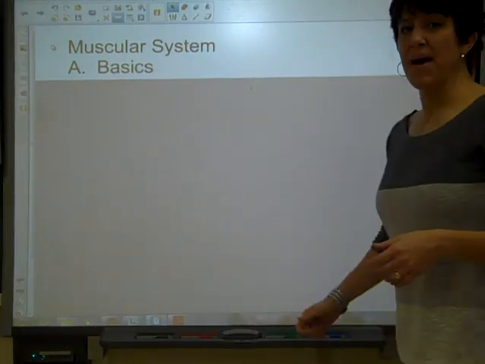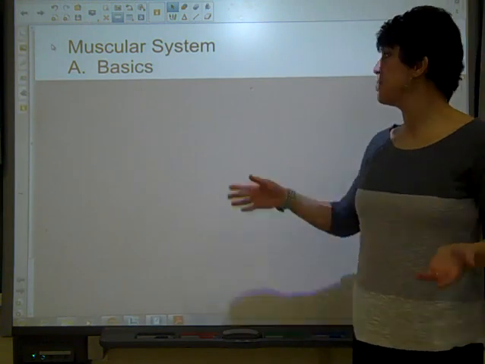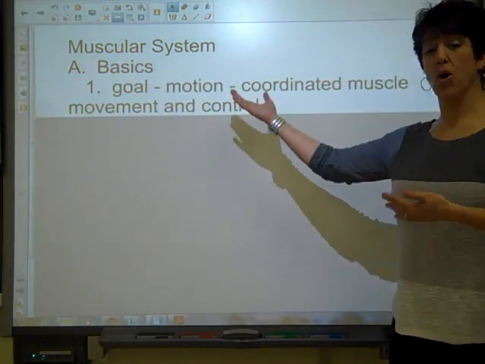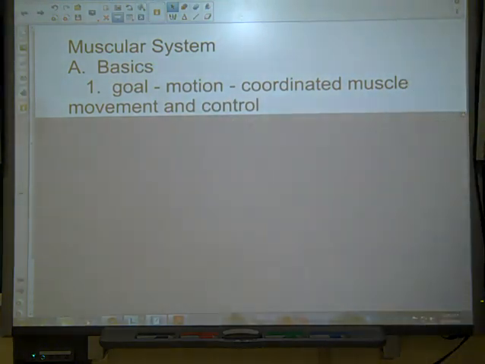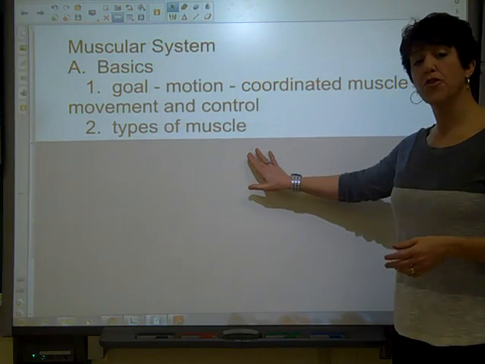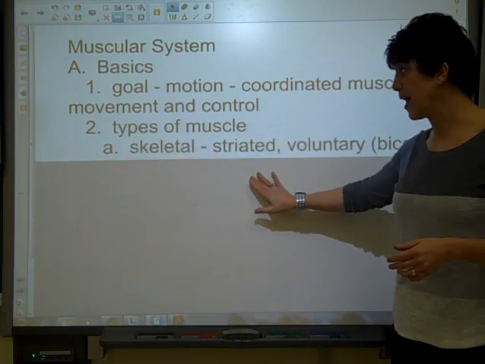This lesson is about your muscles and how you are able to move. So some basics on this first bit of notes is the goal. Our goal of our muscular system is to be able to coordinate your muscle movement and control when your muscles are contracting and relaxing. There are three different types of muscle in your body.